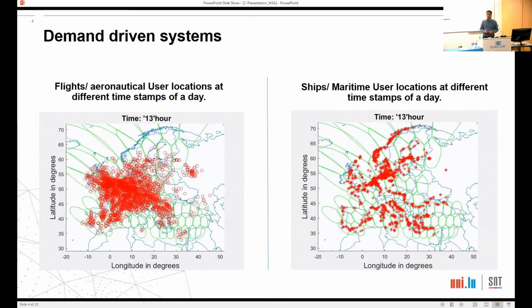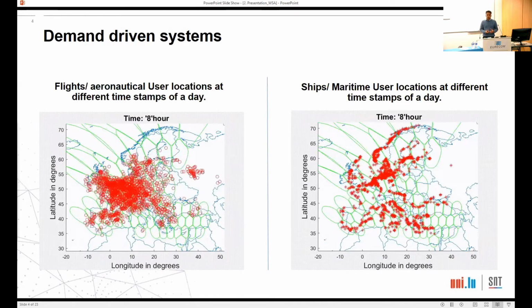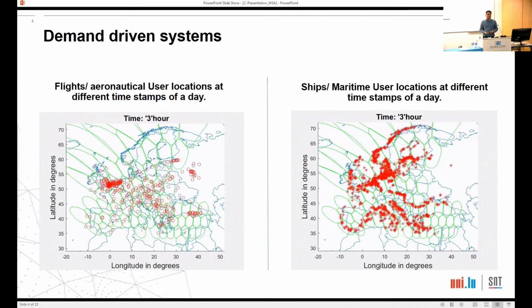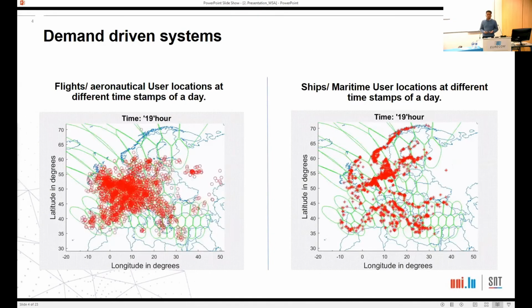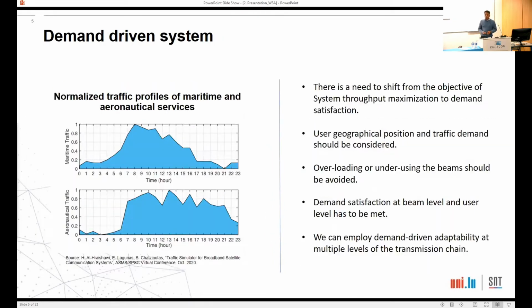So these are the fixed beam footprints. How the beams would look on the surface of the Earth. So the beams are static, but the users are moving. So there will be conditions where certain beams are overloaded, or there are sometimes where certain beams are not utilized. So to avoid that, we are looking for demand-driven solutions.